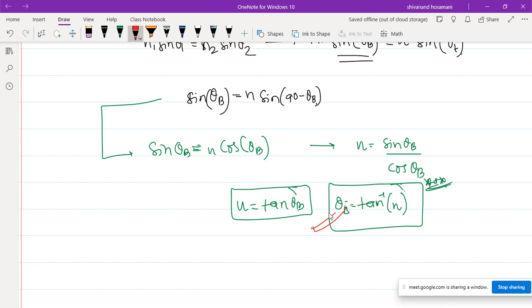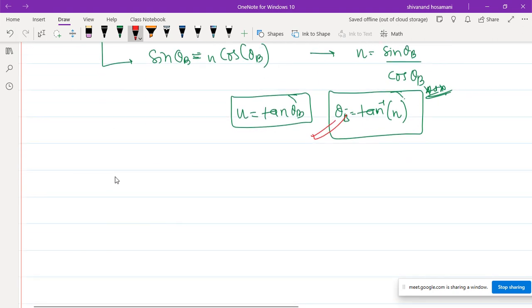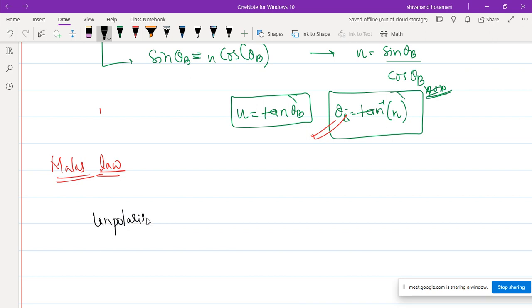How to define Malus law? Similarly, you need to define the Malus law, right? Malus law is defined as follows: if there is a polarizer, let us consider there is an unpolarized light. So this is unpolarized light.